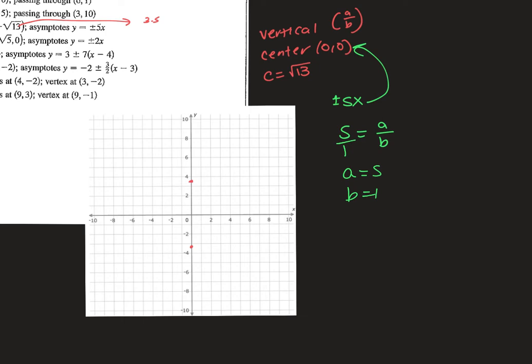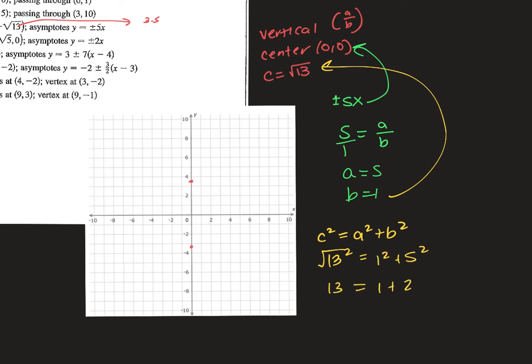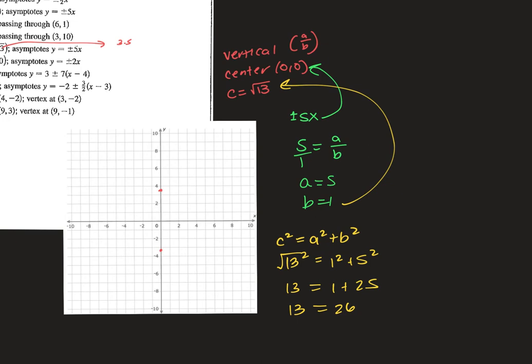So if I have 5 and 1, does that solve my root 13? Does C squared equal A squared plus B squared? Does root 13 squared equal 1 squared plus 5 squared? And what happens? It does not, right? So I have to find a combination of that 5 and 1 in which it would solve that.